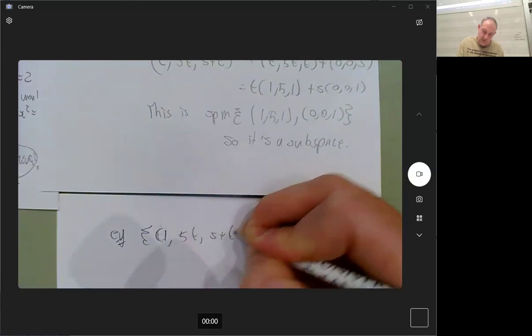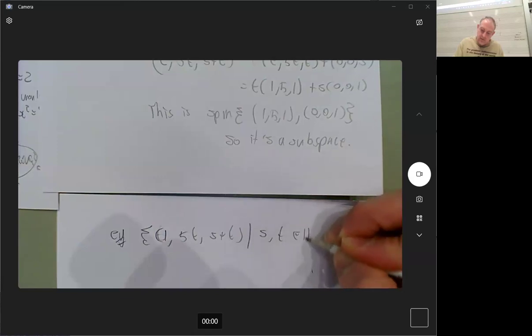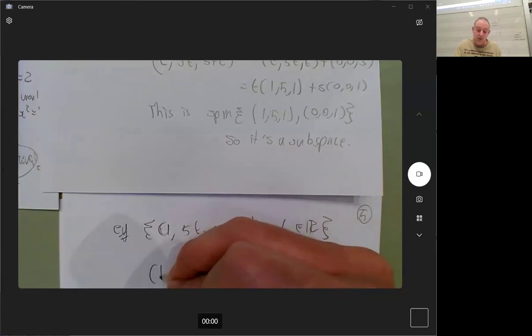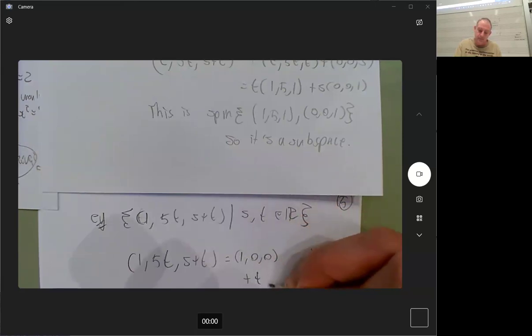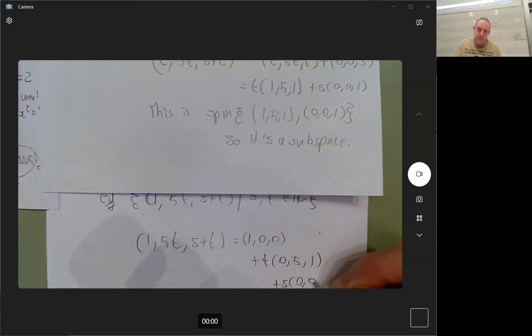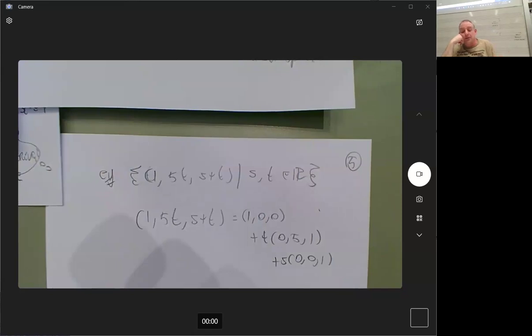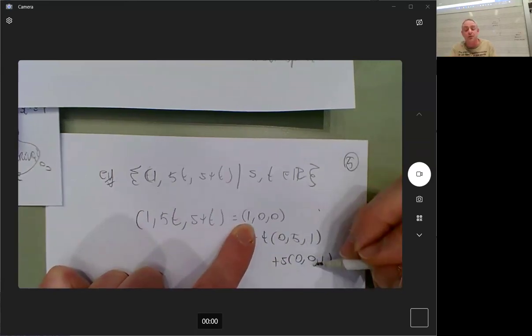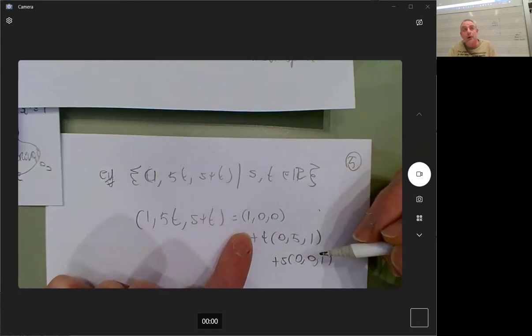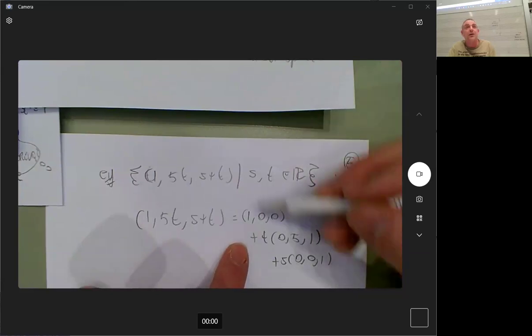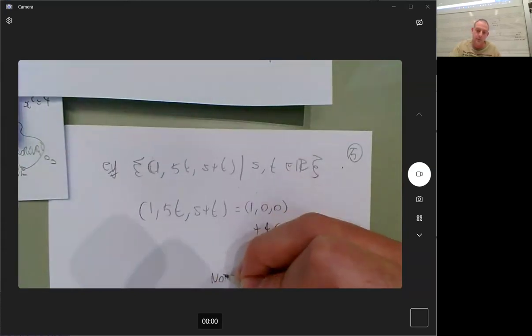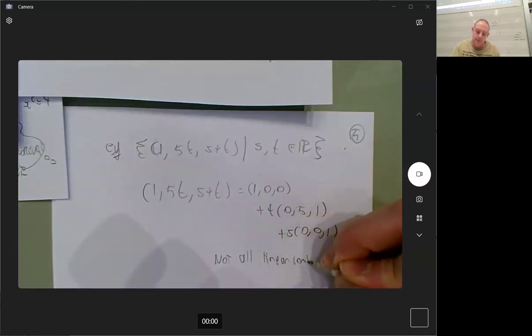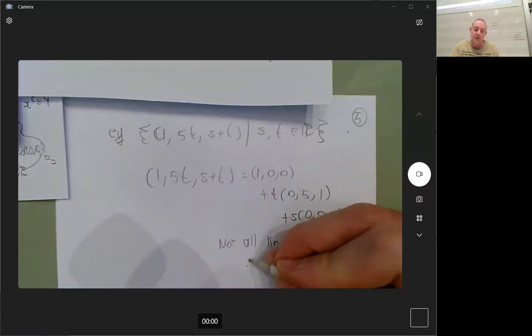One, 5t, s plus t. I'm going to make that first coordinate a 1. And when I do this same trick, I get that. There's 3 vectors involved here. And I can't make this first one out of either of the other 2 because these both have zeros in that first spot. And so I do not have all the linear combinations of these 3 vectors because there's no letter just here. It's not all linear combinations, and therefore it's not a subspace.